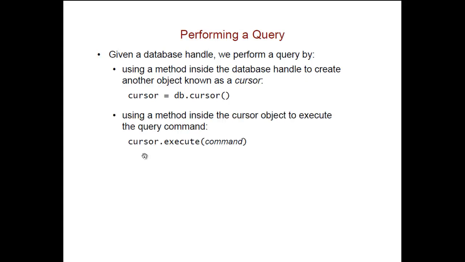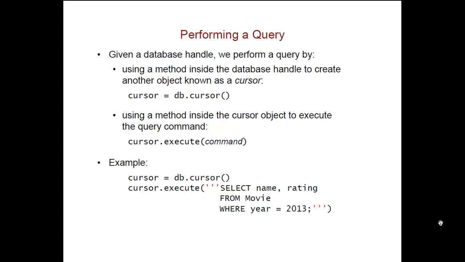Then, once you have your cursor object, you're going to call a method inside that object called execute, and you're going to pass in the SQL command as a string. For example, I could pass in this select command, which extracts the name and rating of all movies in the database from the year 2013. And I've surrounded the query string with triple quotes. That allows me to have the string span multiple lines of my program, and that way I can line it up and make it readable.